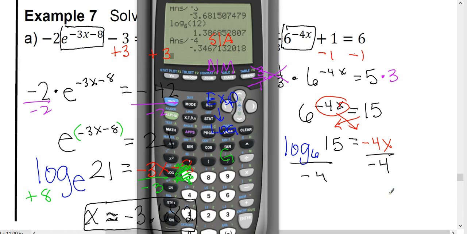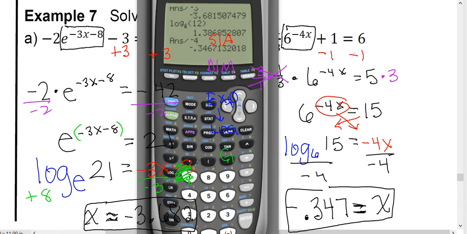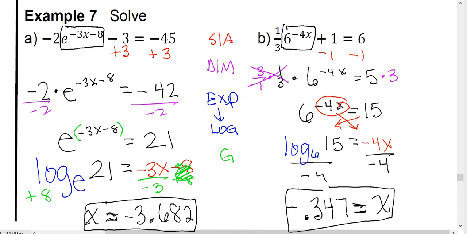Notice I'm not dividing anything inside the log by negative 4. I'm not dividing the 6. I'm not dividing the 15. You divide the entire expression by negative 4, and you get that number in the calculator. So here, this is negative 0.3476, which rounds to 7. So that's what that one stays. Alright, so this is all the same case, solving case 2 by converting forms.